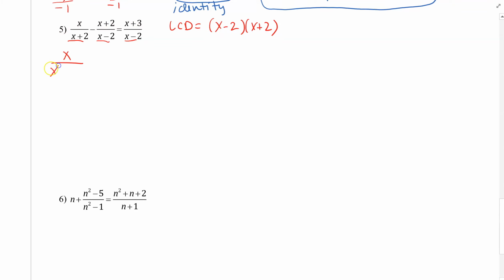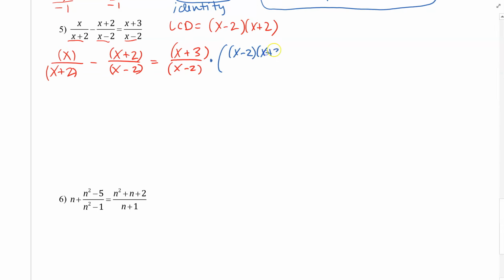So it's x over x plus 2 minus x plus 2 over x minus 2 equals x plus 3 over x minus 2. And these are all binomial factors, right? And I'm going to multiply them by 2 more binomial factors on both sides. x minus 2 times x plus 2 over here, and same thing over here, x plus 2 times x minus 2 over 1. And I'm going to distribute it on this side.